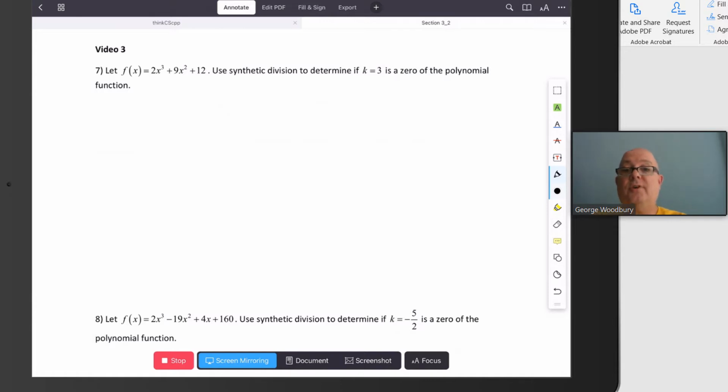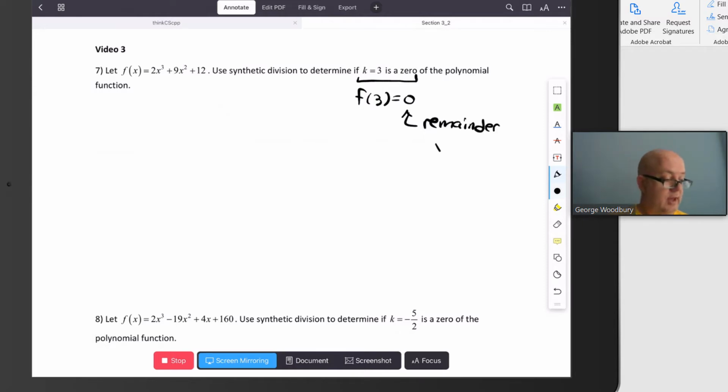So in this example, we're trying to figure out if k equals 3 is a zero of the function. And what that means is that f of 3 would be equal to 0. That would also mean that the remainder, when we divide by x minus 3, or in synthetic division, using the value 3, would have to be 0. So we just do synthetic division and then we compare the remainder to 0. If it's 0, that means it is a 0, and if it's not, it's not. So we're going to do synthetic division using the value 3.